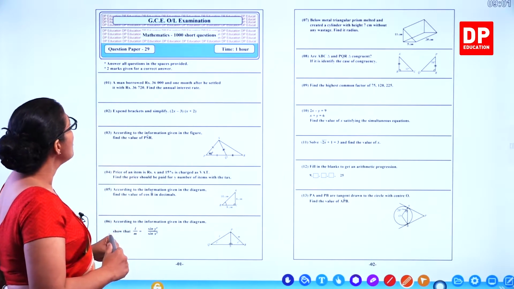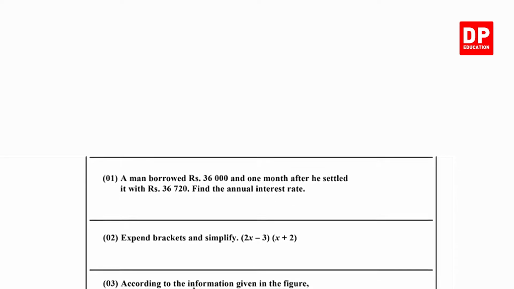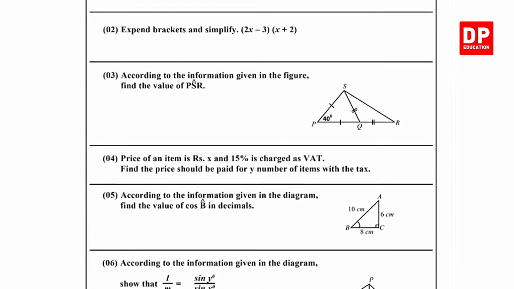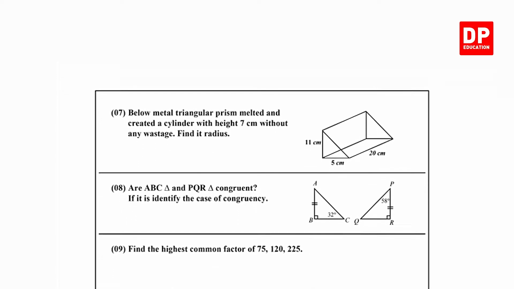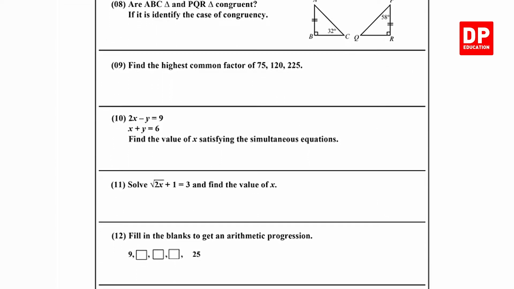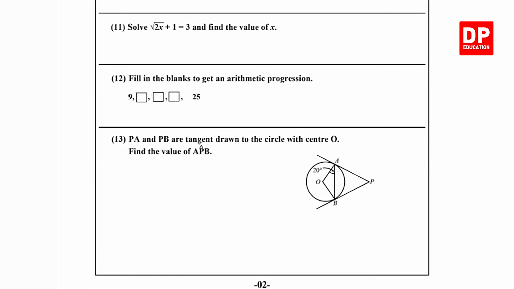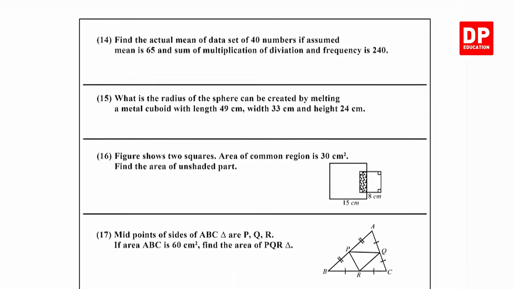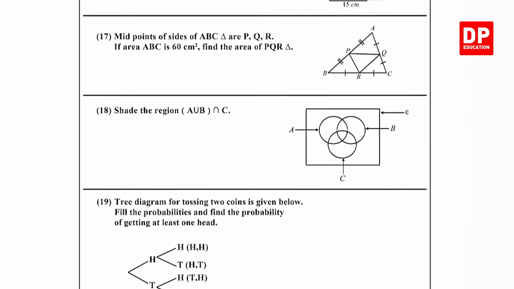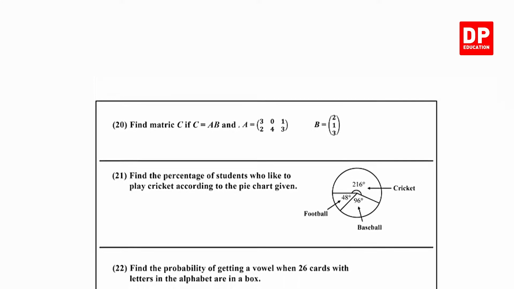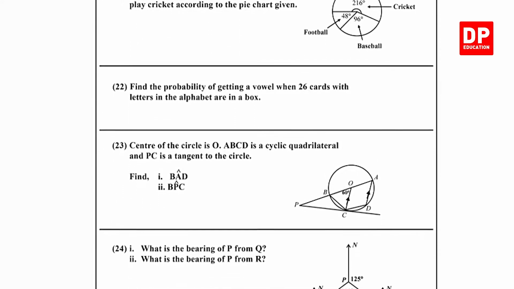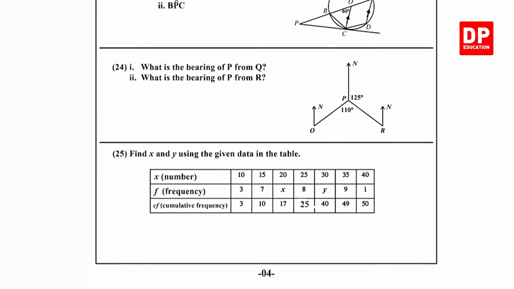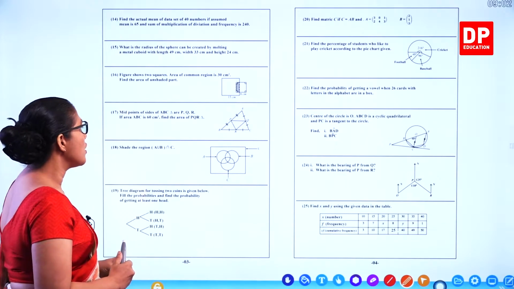In the first page you get questions 1 to 6. And the second page you get questions 7 to 13. And the third page questions 14 to 19. And the last page you get questions 20 to 25. So let's do question number 1.